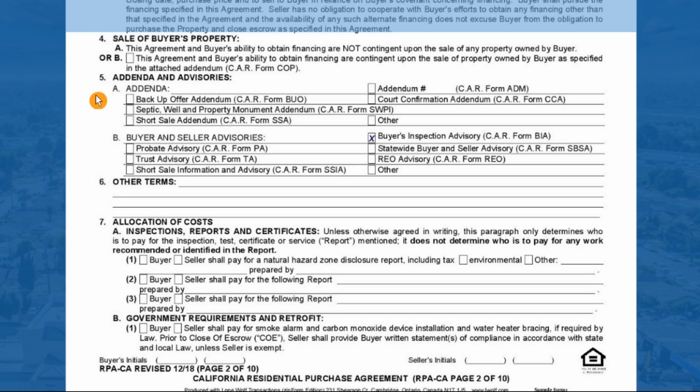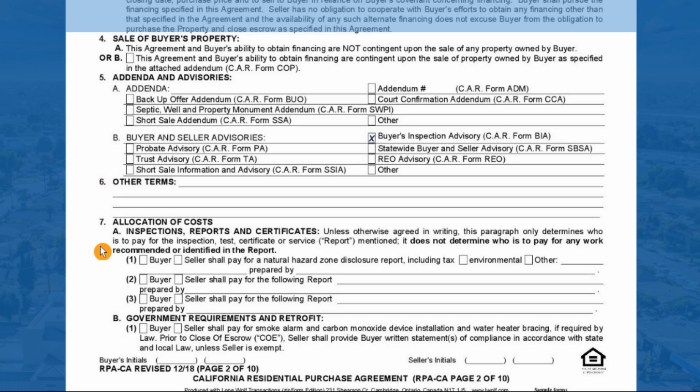Various additional addenda and advisories can be part of the agreement. And those would go here. For instance, if it was known that there was a septic system on the property, you would probably want to check this box here, and the other ones as they apply. The only one in the buyer and seller advisories that is a default is the buyer's inspection advisory, which is to be included with the agreement, and it's part of that download packet that I listed earlier in the video. Other terms can be listed here, and those would vary case by case.